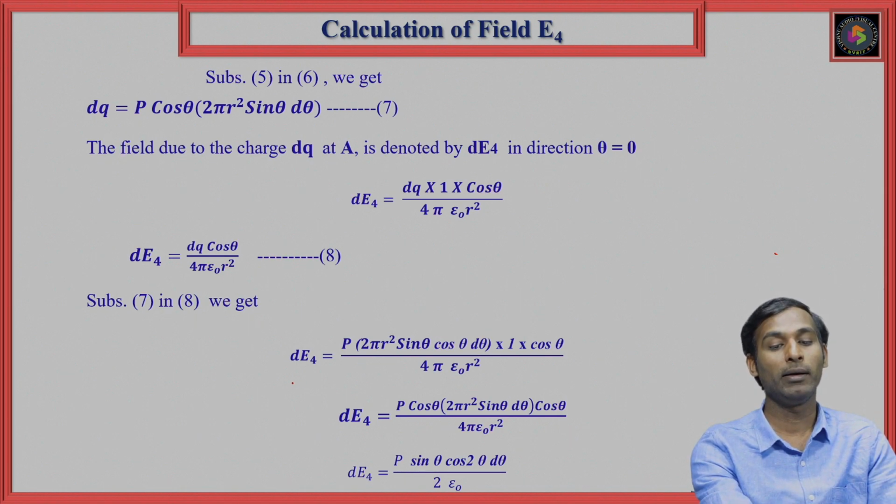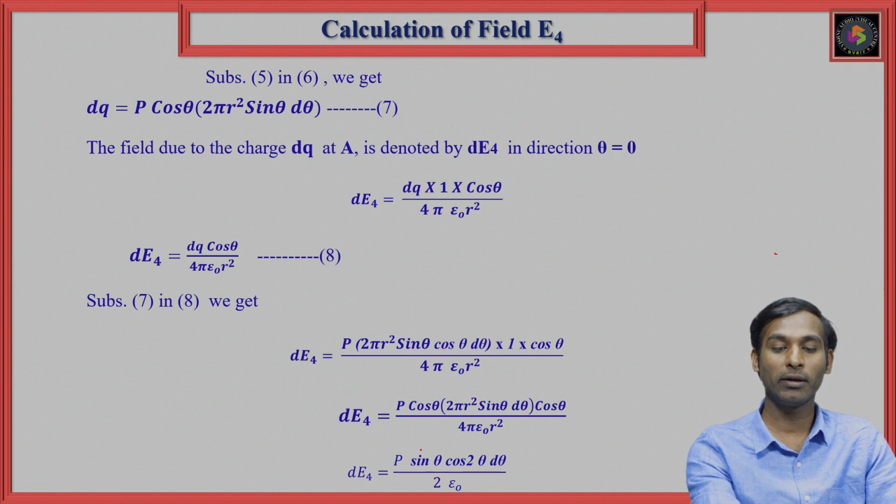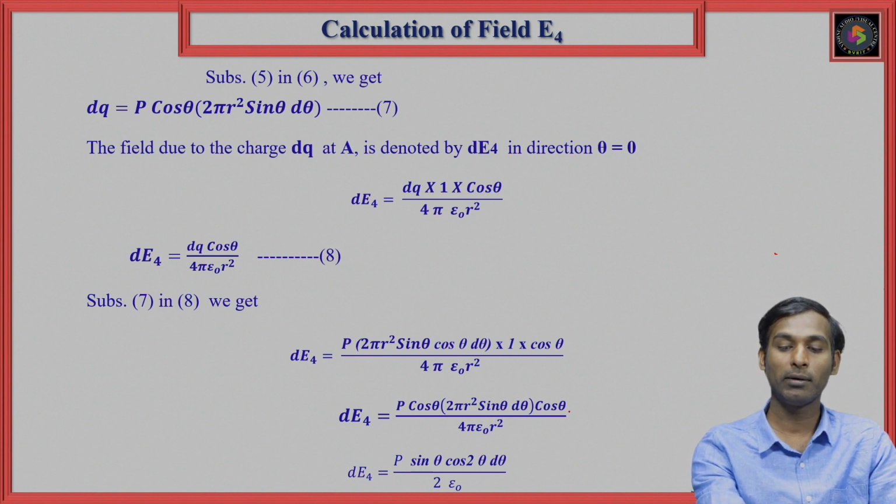We get dE4 is equal to, what is the dq value? dq is equal to P into 2 pi r square sin theta cos theta d theta, into 1, into cos theta divided by 4 pi epsilon naught r square. Therefore, dE4 is equal to P cos theta into 2 pi r square sin theta d theta into cos theta divided by 4 pi epsilon naught r square.